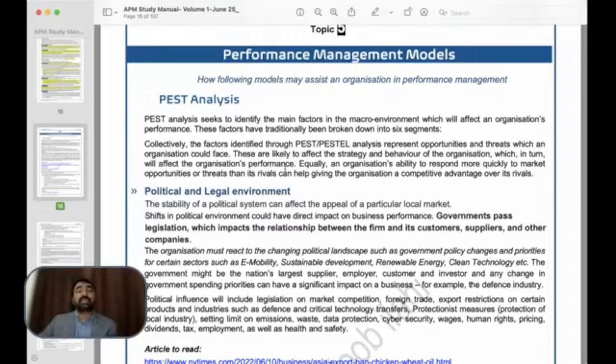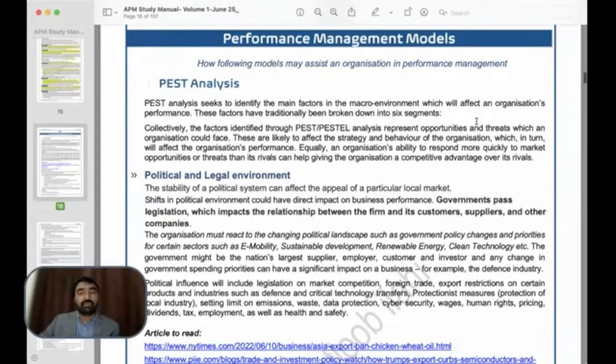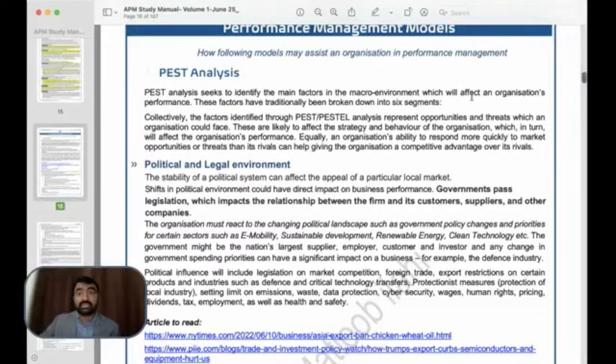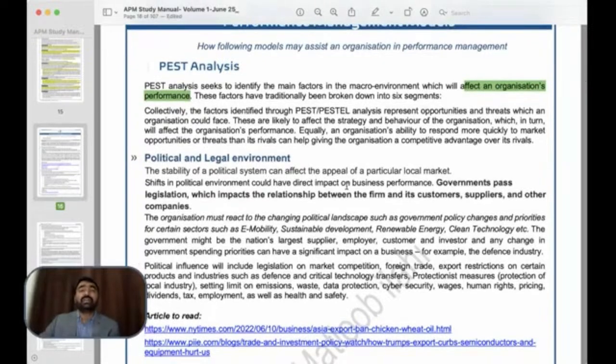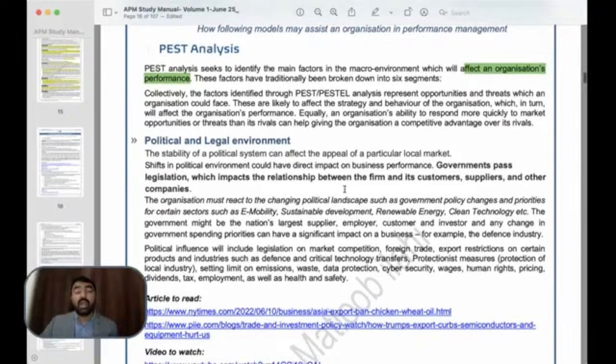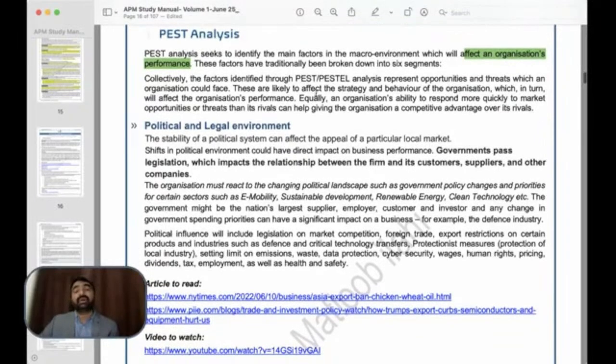So PEST analysis seeks to identify the main factors in the macro environment which will affect an organization's performance. So this is the point that you need to understand, that these are the factors that may affect the performance of the organization. These factors have traditionally been broken down into 6 segments, or 4 segments because the APM syllabus specifies PEST, so that's why I have considered this. Otherwise, we can consider the PESTEL model as well. There's no problem. Collectively, the factors identified through PEST or PESTEL analysis represent opportunities and threats which an organization could face.